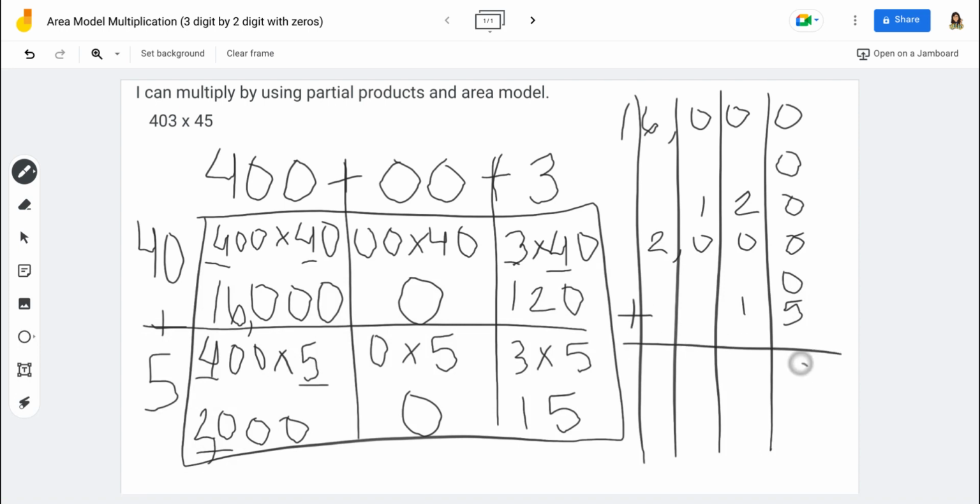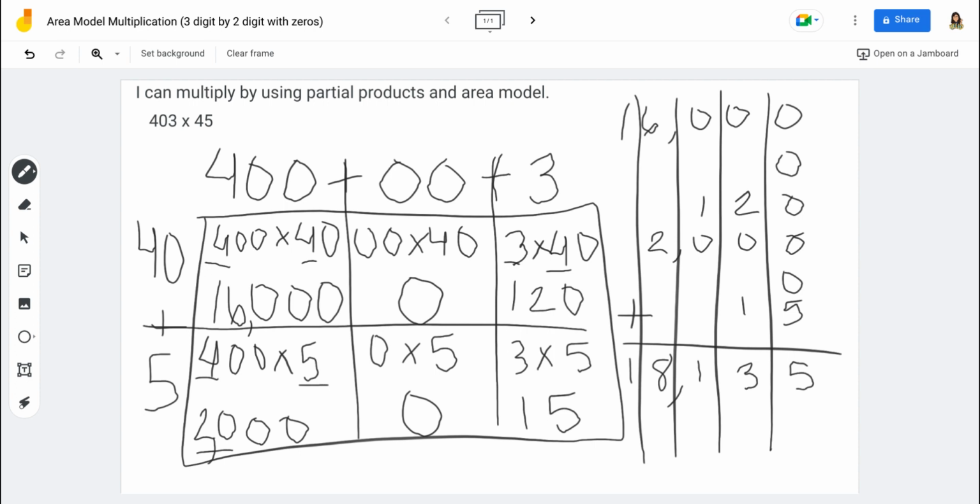5 plus a whole bunch of zeros is just 5. I see 2 plus 1 in my next place value, which is gonna be 3. I have 1 plus nothing is 1. 6 plus 2 is 8. And then, don't forget this 1 up here. 1 plus nothing is 1. There we go, 1. And I read this number by saying 18,135.